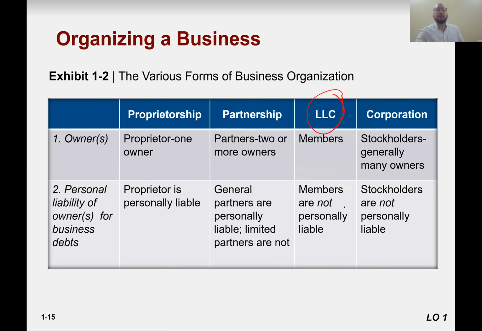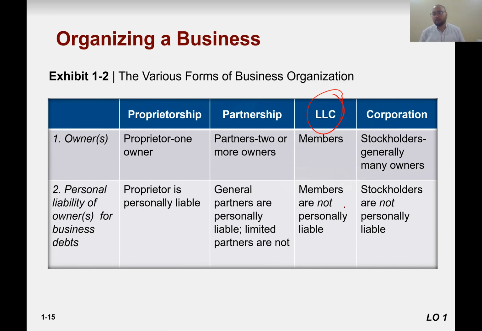So number one is proprietorship, in which we have one owner. Partnership, we have more than one owner. LLC, we call them members. It can be one, can be more than one. Corporation, which means the owners are called stockholders, and generally they are not one, they are many, and there is no limit for that. It can be 1,000, it can be 10,000, it can be 1 million worldwide, right?